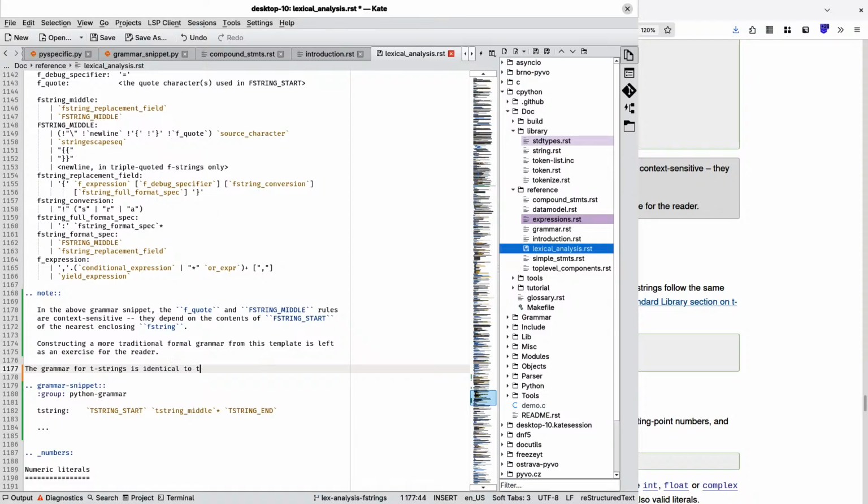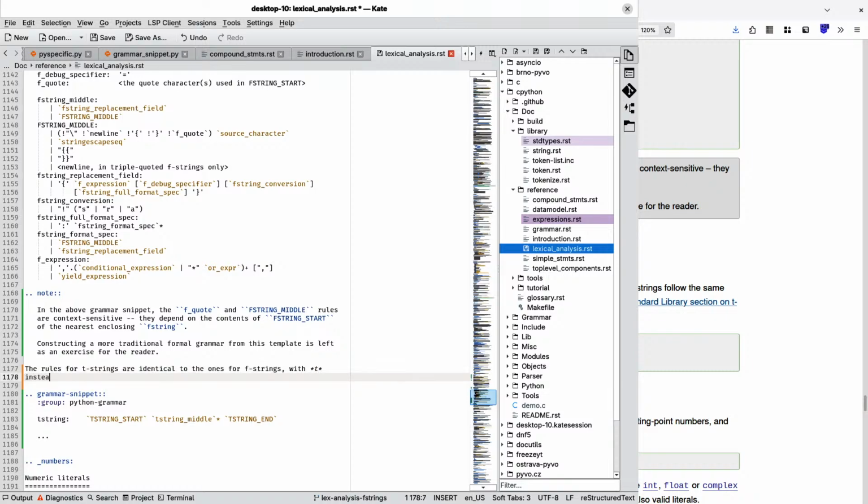Though there's part of me that thinks we should write this out formally. If the rest of the documentation has taken the view that it's worth separating these out, then the reference should also. Why? Should t-strings and f-strings diverge in their grammar in future versions, then we just copy it over.